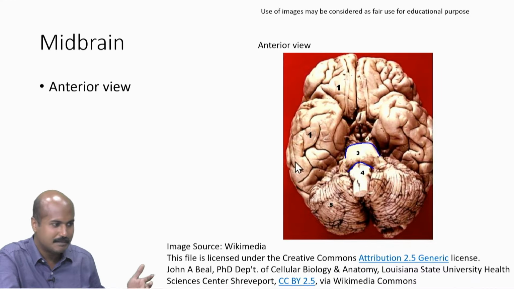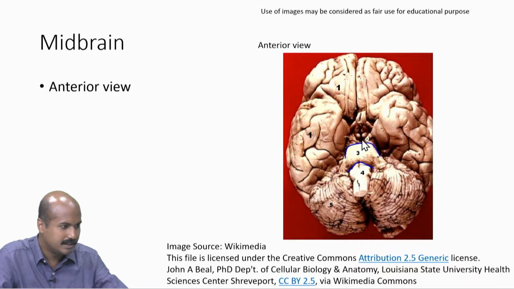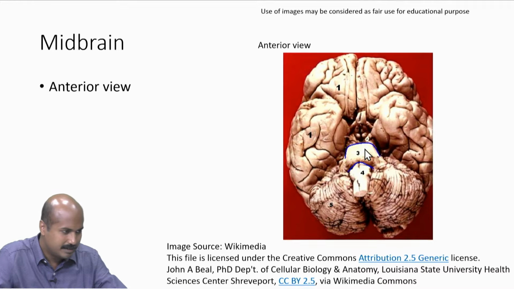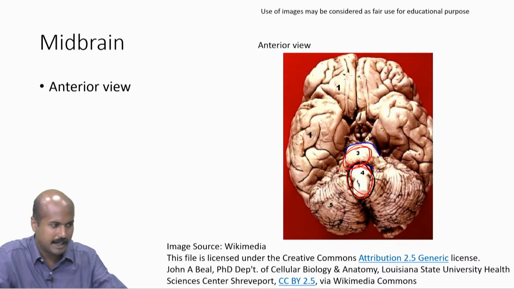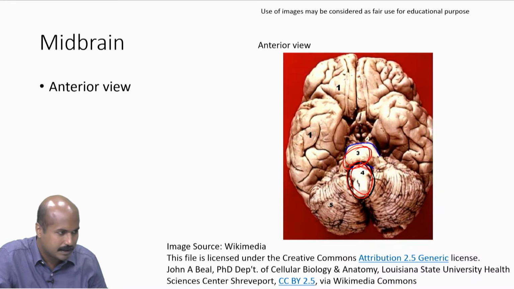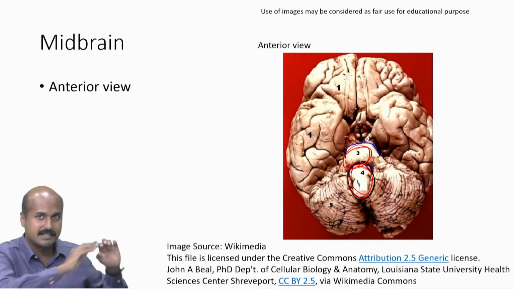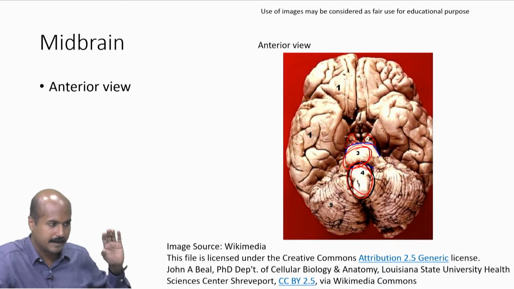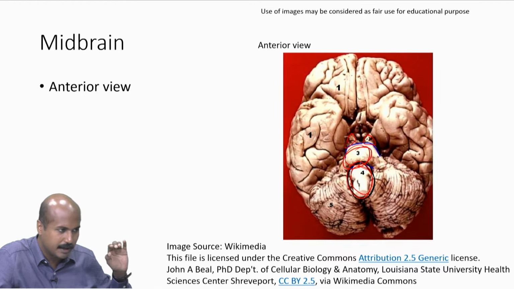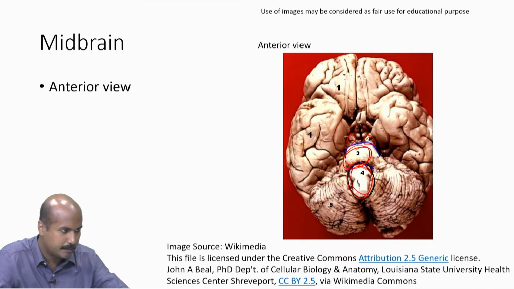If you look at this image, it is easy to identify the medulla. This is the medulla, this is the pons, and above that you are supposed to see the midbrain, but the midbrain is only this much part. You can see these two structures, the crus cerebri, the cerebral peduncles of the midbrain, and in between that you can see the interpeduncular fossa. This region is called the interpeduncular fossa.